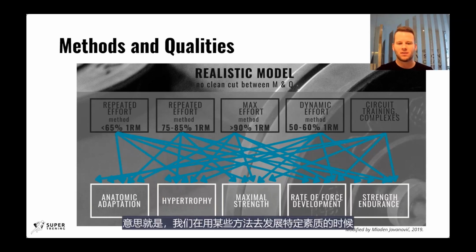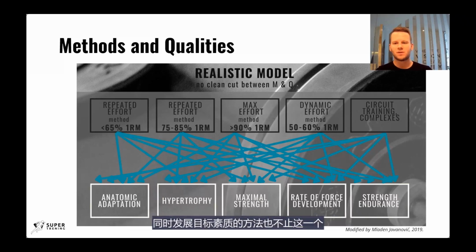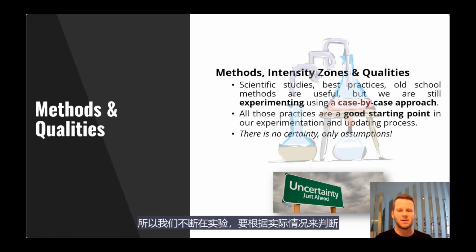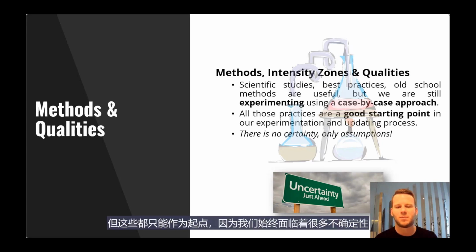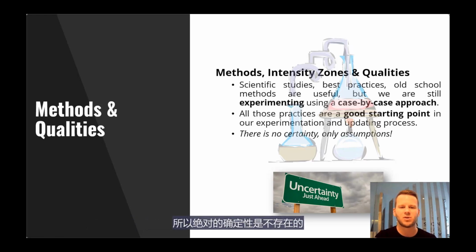So that just means that, okay, we will use a certain method to improve a certain quality, but at the same time we will realize that with this method we're also affecting other qualities and that there are different or alternative ways to improve certain qualities. So, like I said before, we're constantly experimenting, we're constantly using a case-by-case approach. As pointed out before, of course, studies, practices, old school methods, those things are very, very useful, but we still have to be aware that this is just experimentation and we're in a land of uncertainty. So they're a good starting point and a good thinking model, but you have to constantly experiment and update your thinking and planning process. So there's no certainty, only assumptions.